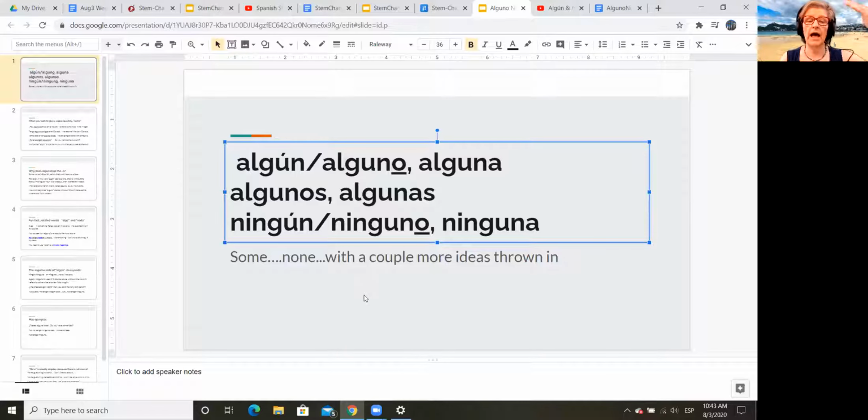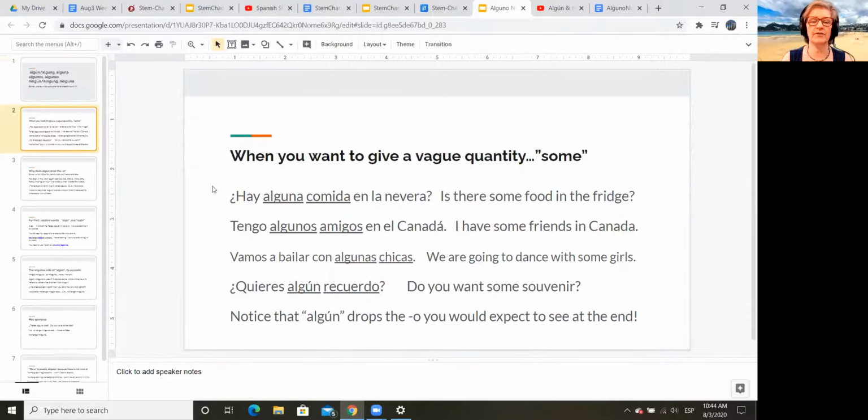Okay? Algún, alguno, alguna, some. Algunos, algunas, some. Ningún, ninguno, ninguna. None or not one or not any. We express that different ways in English. We might express ningún as not any at all, or none, or not even one. English does that in a bunch of different ways. Okay, so let's take a look at that. When you want to give a vague quantity of some, you're quantifying a noun, but doing it in a vague way. You're just saying there's some of this quantity. You're not giving a definite amount.